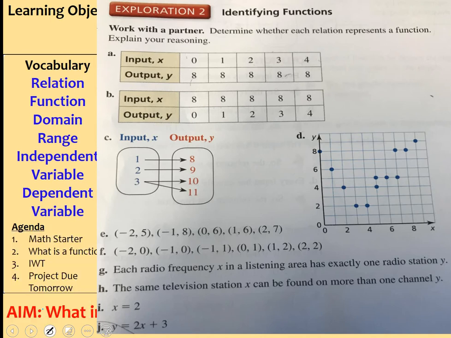Let's look at some practice problems. Determine whether each relation represents a function and explain your reasoning. We're also going to list the domain and range, because that's also your assignment for today. So I'm going to list D and R.